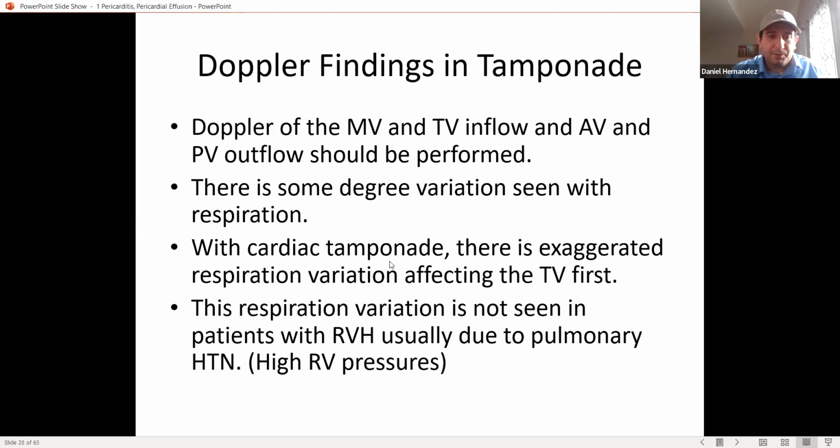The respiratory variation is not seen in patients with RV hypertrophy. This is usually due to elevated pulmonary pressures or pulmonary hypertension. So just keep that in mind. If a patient has right ventricular hypertrophy, we may not necessarily see these respiratory variations just because they have high pulmonary artery pressures to begin with.